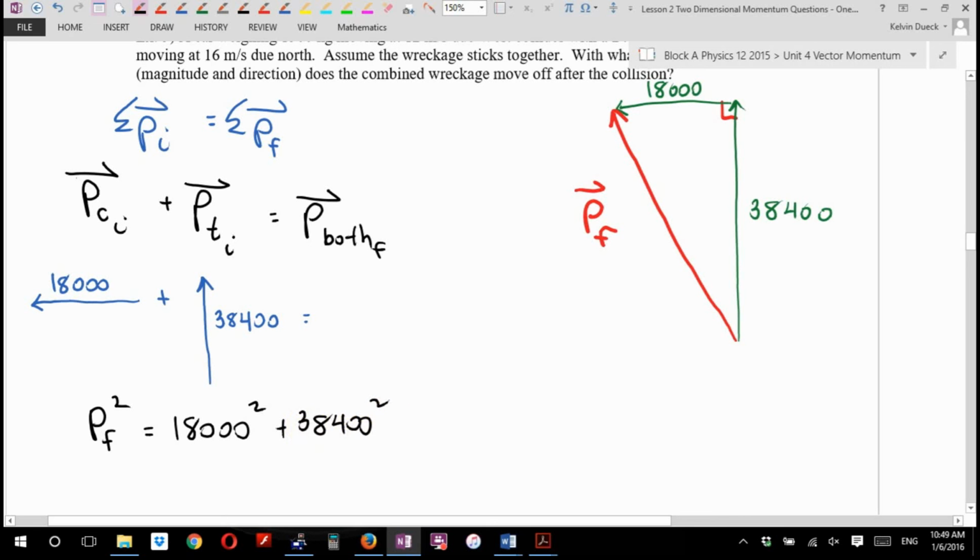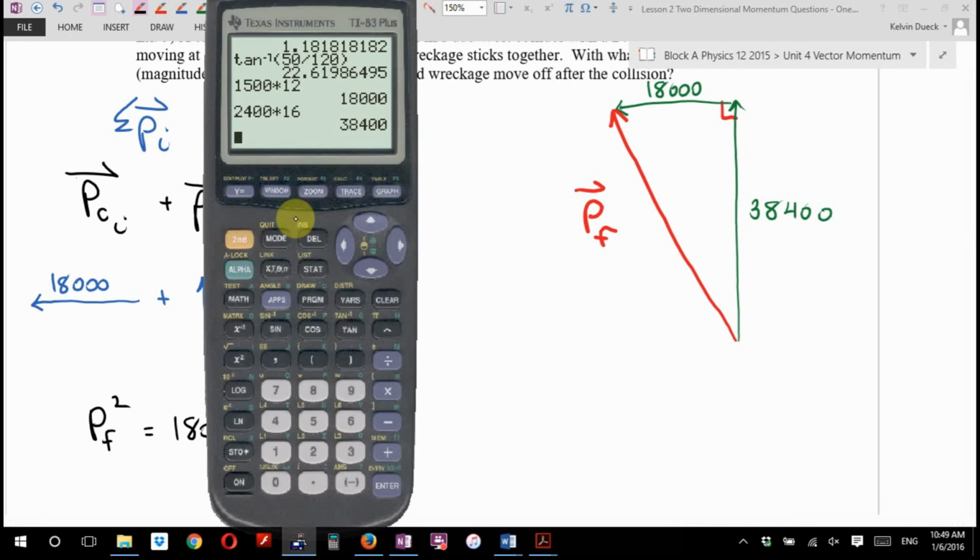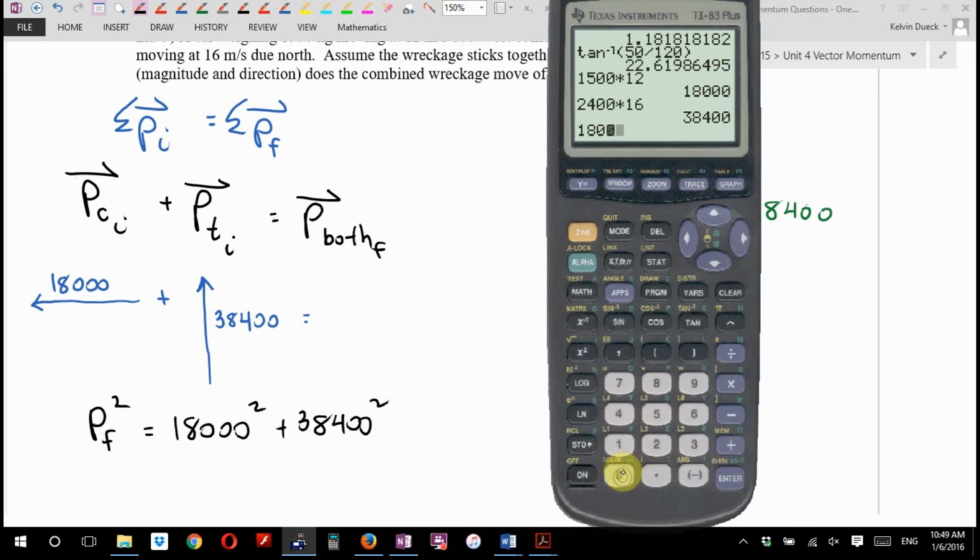18,000 squared plus 38,400 squared. Don't forget to square root. That's not the final momentum. And I get 42,409.